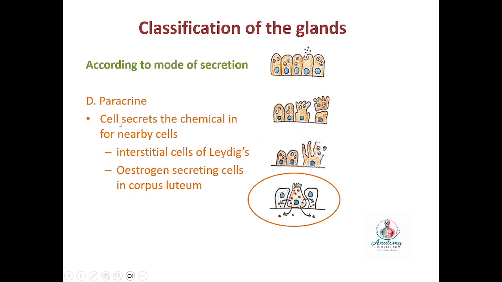Fourth is paracrine. Here the cell secretes chemicals for the nearby cells. So in the last picture you can see this is the paracrine cell. The cell will give out all the secretions in close vicinity. These kinds of cells are present in the testes, in the interstitial cells, which secrete testosterone, which will act locally, and also the estrogen-secreting cells in the corpus luteum.